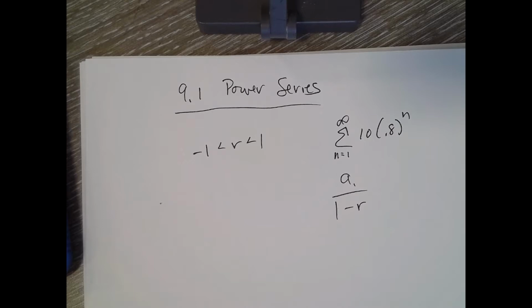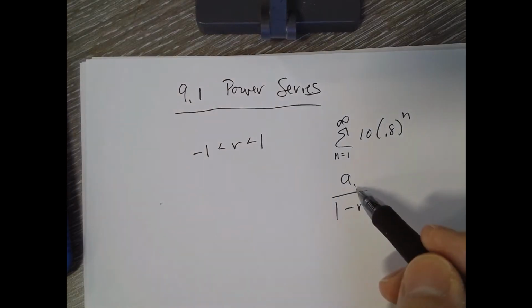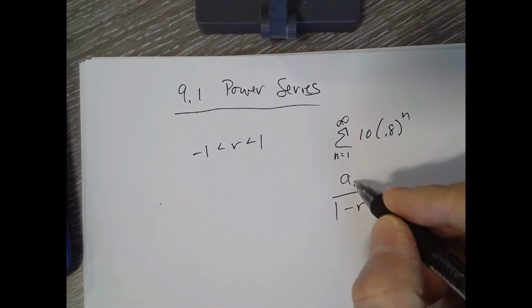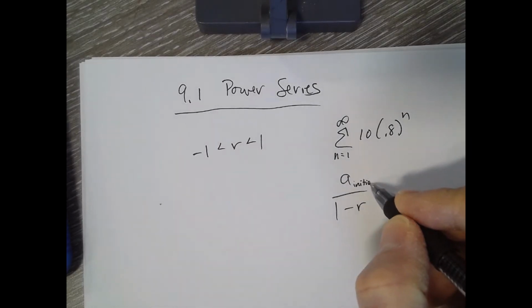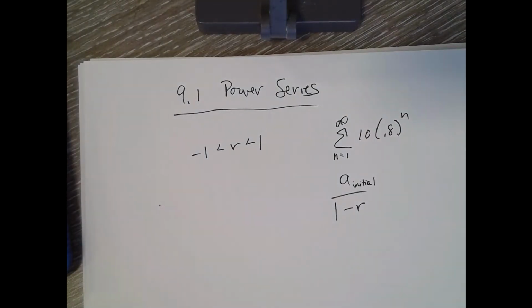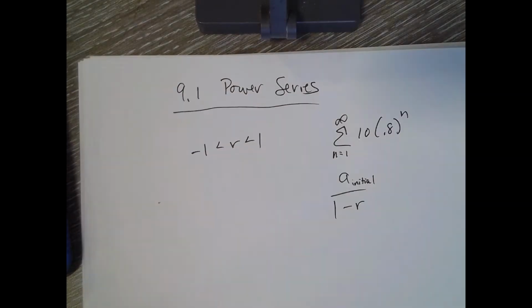So when it says a sub 1, it could be a sub 0, so it should be a sub initial. Think of that. Because sometimes we start at 1, sometimes we start at 0. So your first term over 1 minus r is the sum if it's an infinite series.